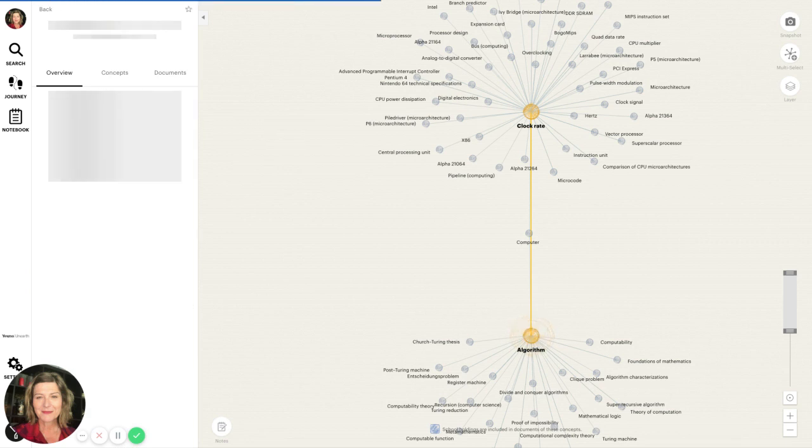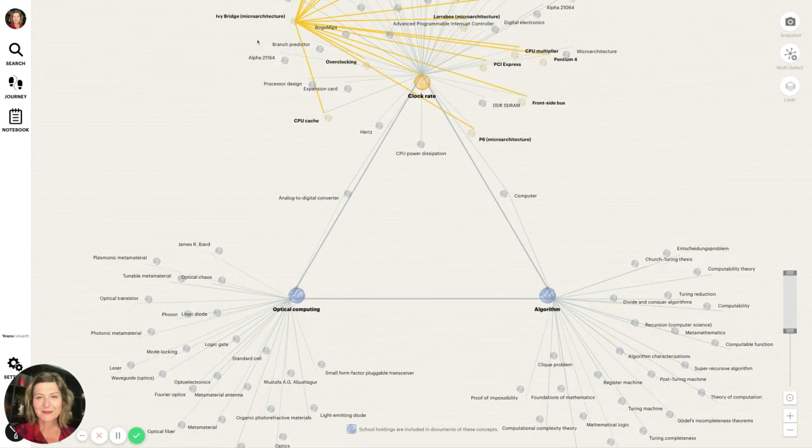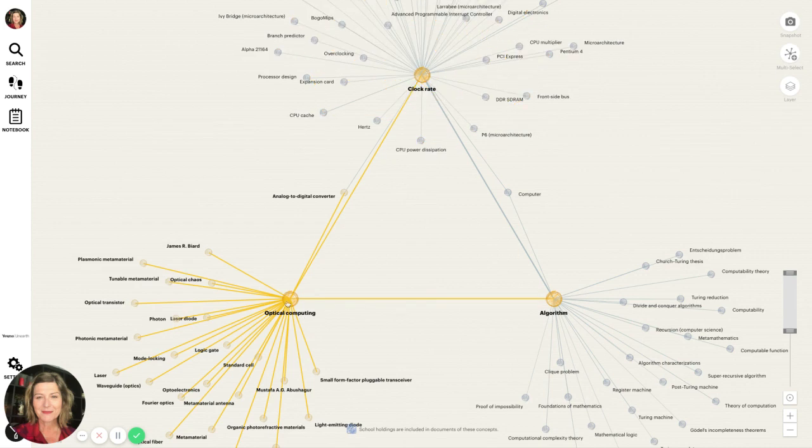And now our knowledge graph is going to expand to include this third concept. And we'll be able to move between the different concepts and the different nodes and see how all this information is related and how it will help us expand our research. As we're going through the millions of documents in our system, it's going to find those that are connected to both clock rate and algorithm, and that's what we have now. And as you select any of these, it shows you the connections between the concepts.